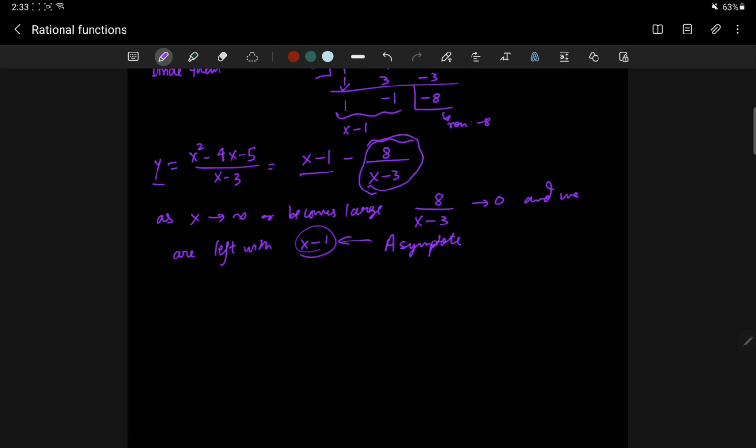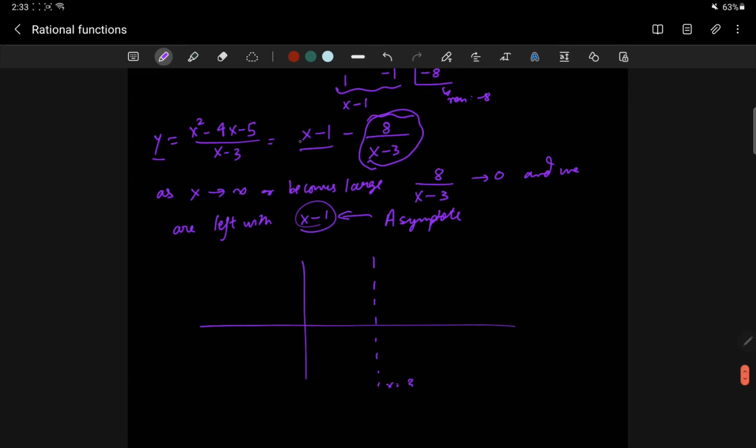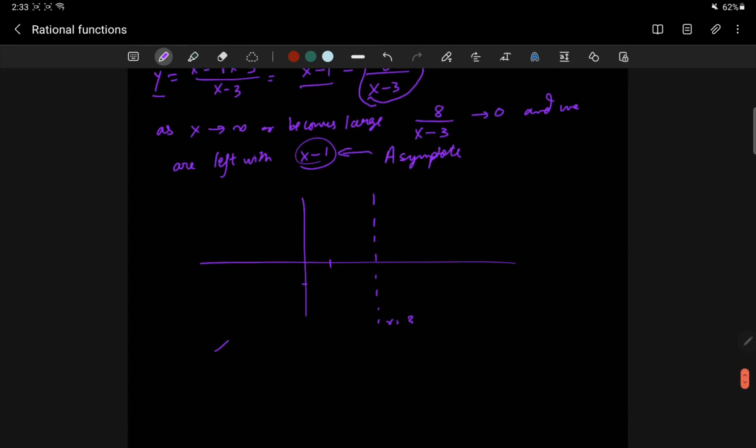Well, we plot this function 8 over x minus 3. 8 over x minus 3 has a vertical asymptote at x equals 3, and this is just a transformation of 1 over x, so it kind of goes to 0. However, at infinity now, we need to plot y equals x minus 1. What does y equals x minus 1 look like? That's a slanted line. It goes through x equals 1 and y equals negative 1. So that is my slanted asymptote.